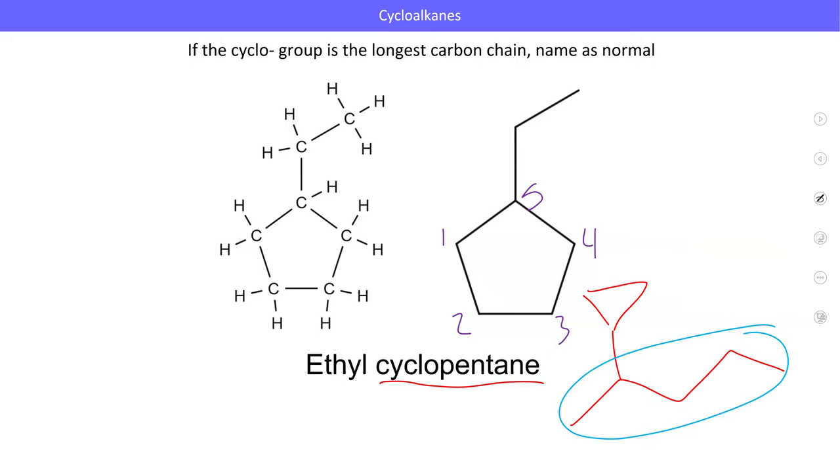So cyclo can also be applied to a branch. If your branch is a cycle, you just say cyclo whatever. It has to be the lower number. Yeah, or as a way to avoid more complicated branches, but we'll get to that in a minute. So we would say this is 2-cyclopropylpentane.